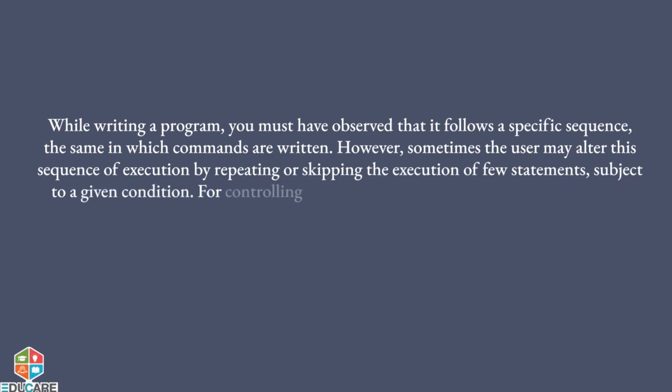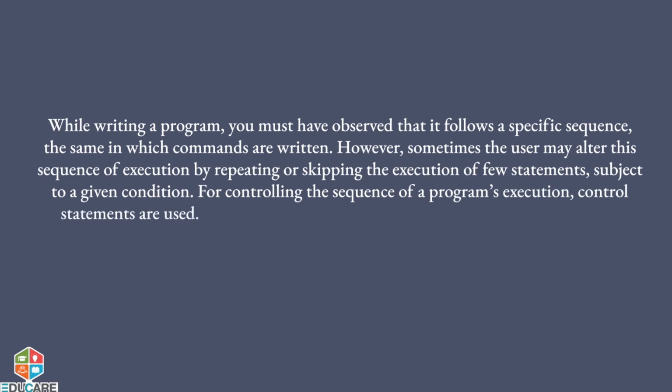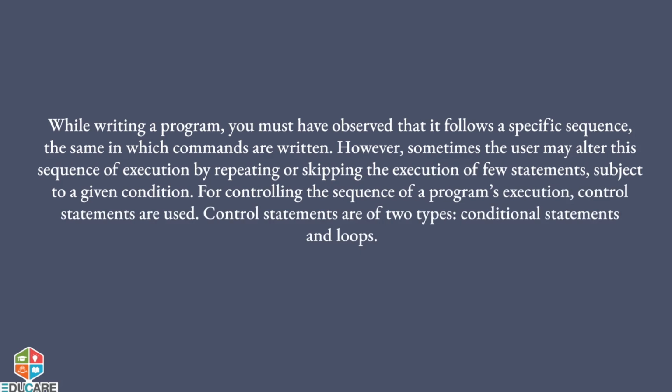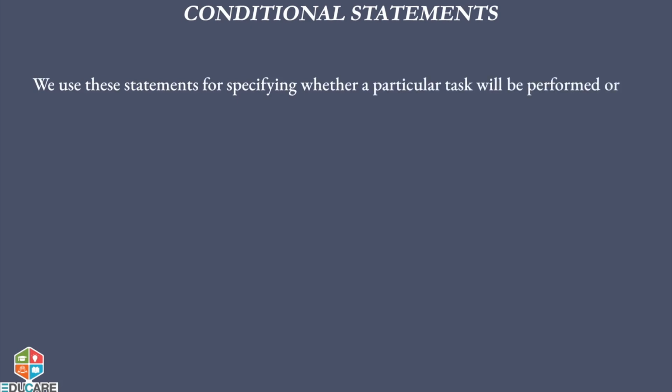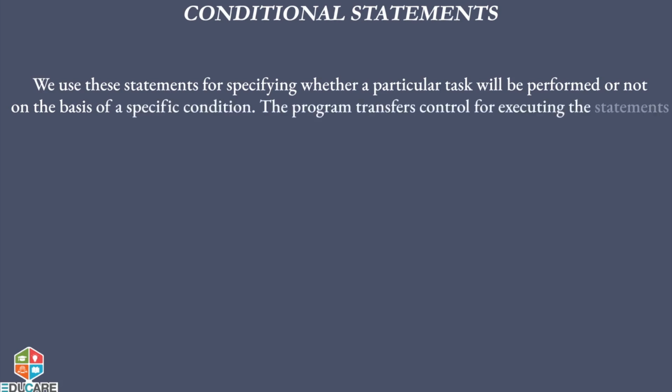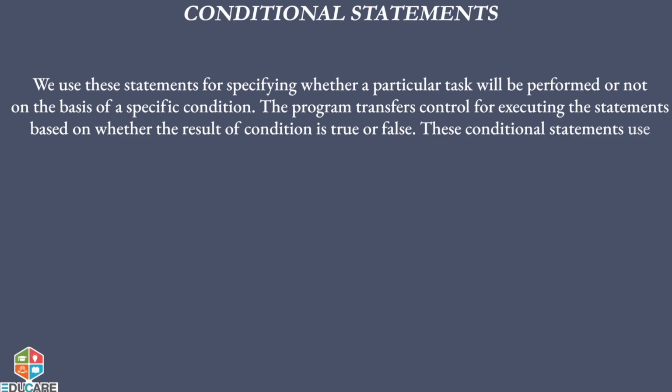For controlling the sequence of a program's execution, control statements are used. Control statements are of two types: conditional statements and loops. Conditional statements: we use these statements for specifying whether a particular task will be performed or not on the basis of a specific condition. The program transfers control for executing the statements based on whether the result of the condition is true or false. These conditional statements use relational operators.